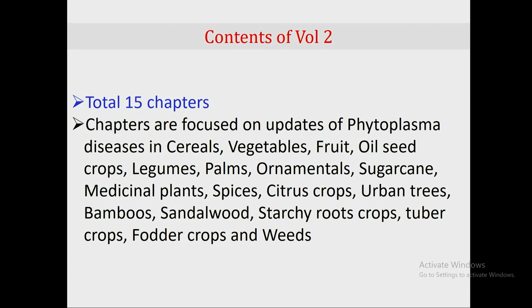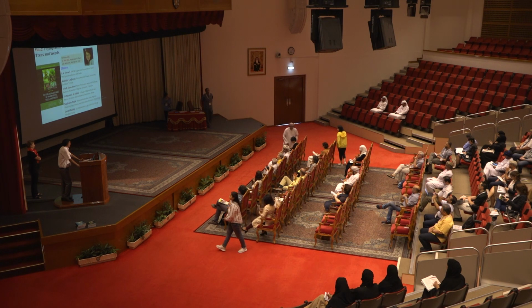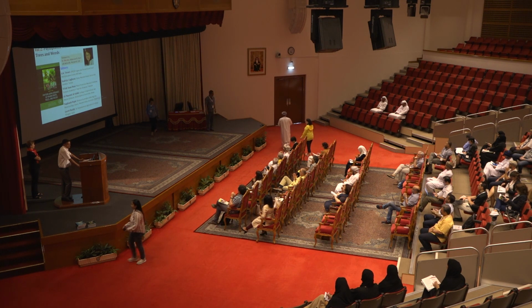The second volume comprises a total of 15 chapters, which are focused on diseases in cereals, vegetables, fruits, oilseed crops, legumes, palms, ornamentals, sugarcane, medicinal plants, fodder crops, and weeds. So I would request the editors of the second volume and also Dr. VV to join us for the official release of the book. Professor Subi, and also the chair and co-chair of this session.